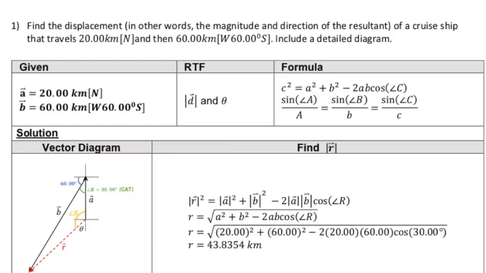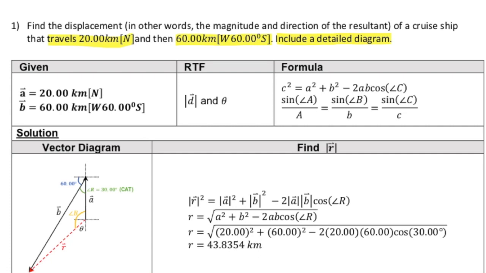Taking up the homework. Question number 1: find the displacement, or in other words, the magnitude and direction of the resultant of a cruise ship that travels 20 kilometers north, then 60 kilometers west, 60 degrees south. Include a detailed diagram. Solving this question, we're going to put it in the format of GRFS: given, required, find, formula, and solution. Step 1, establishing what our givens are.